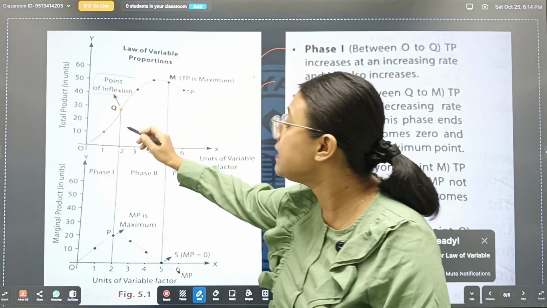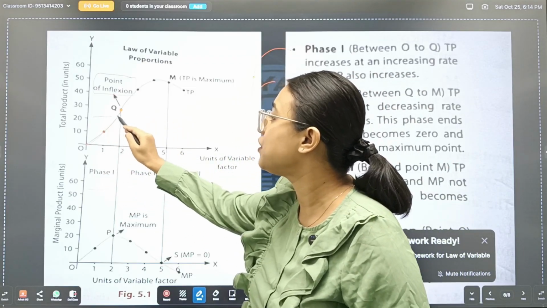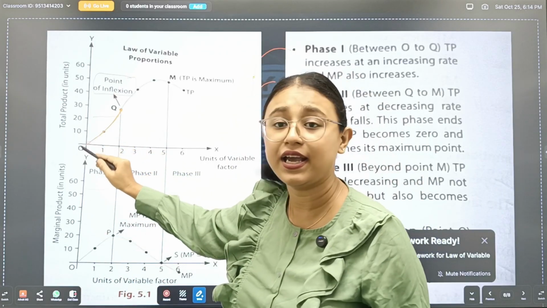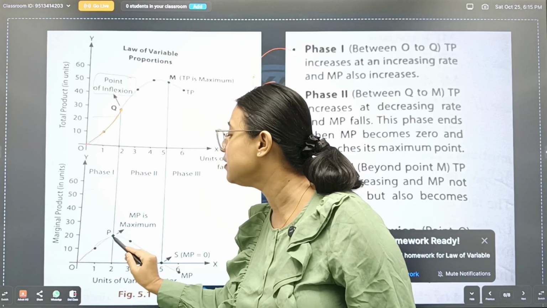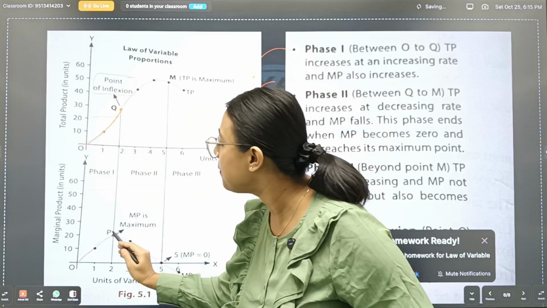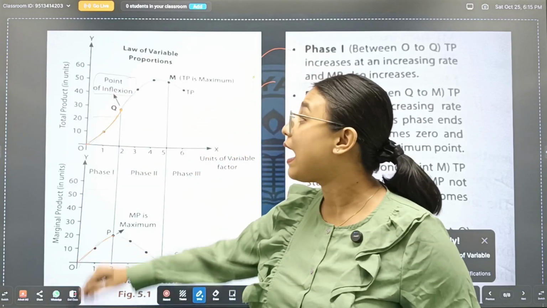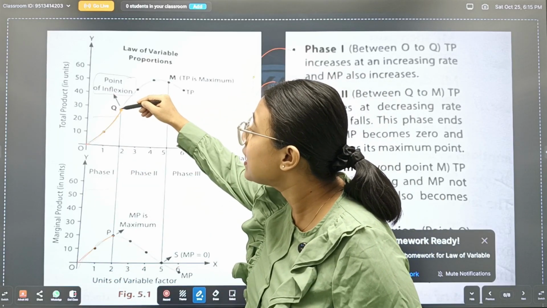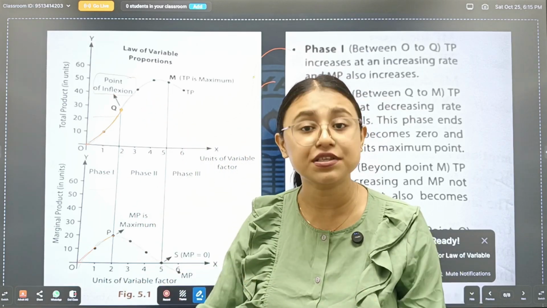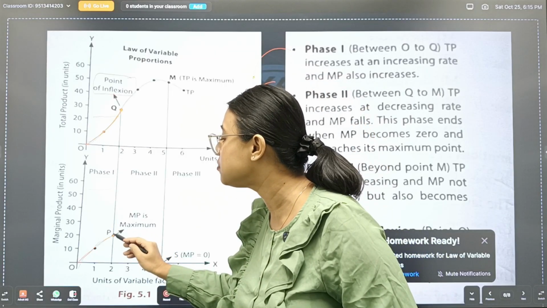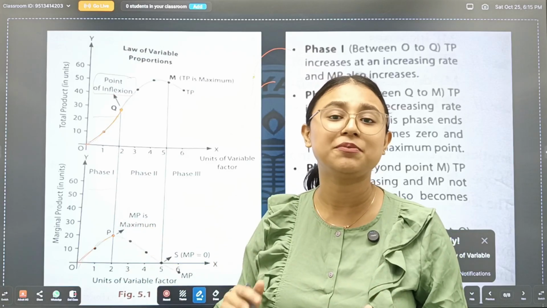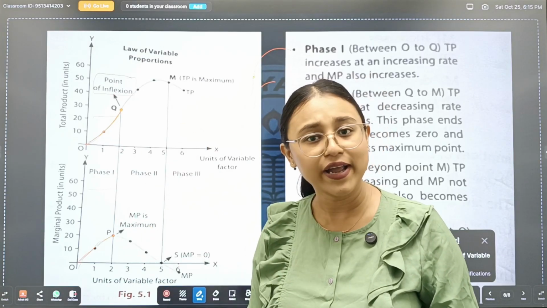So this will be your phase 1; here phase 1 is operating, take note. Here total product is increasing at an increasing rate, and marginal product is also increasing. Fine. In phase 1, total product is increasing at an increasing rate, and marginal product is also increasing. And when total product is at point Q, the point of inflection, after which it changes its curvature, corresponding to point Q, point P in the lower panel of the diagram shows that marginal product is at its maximum. Fine.